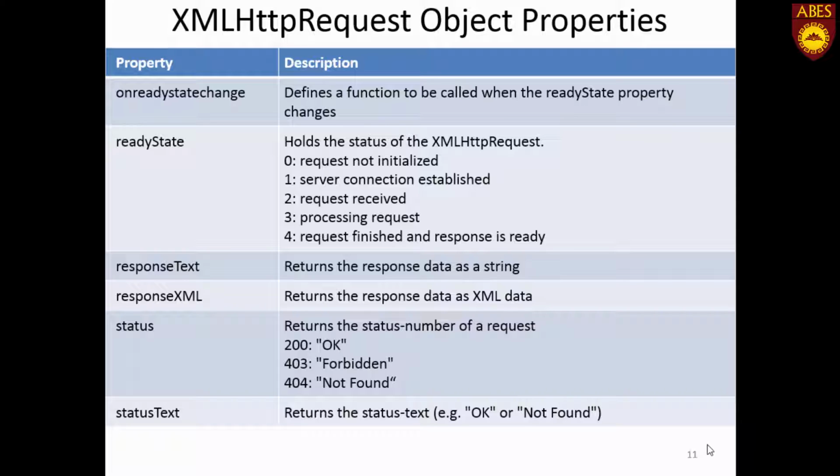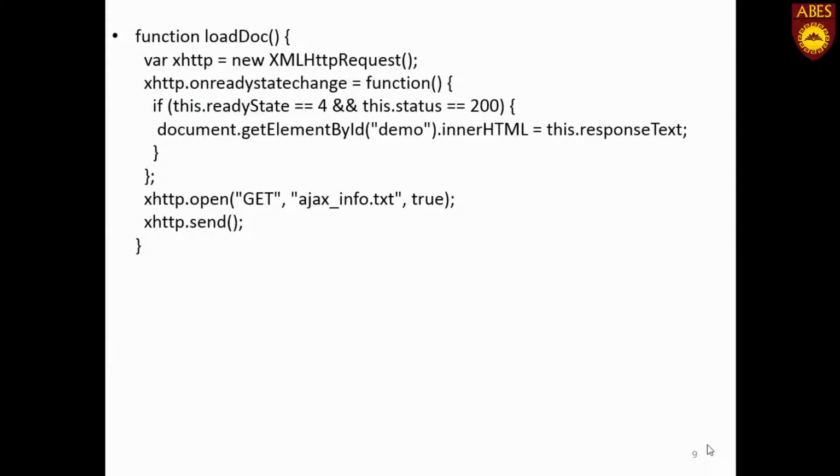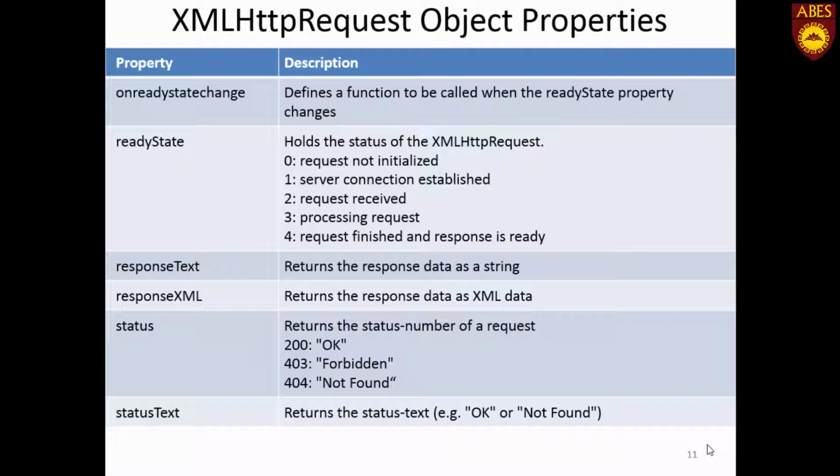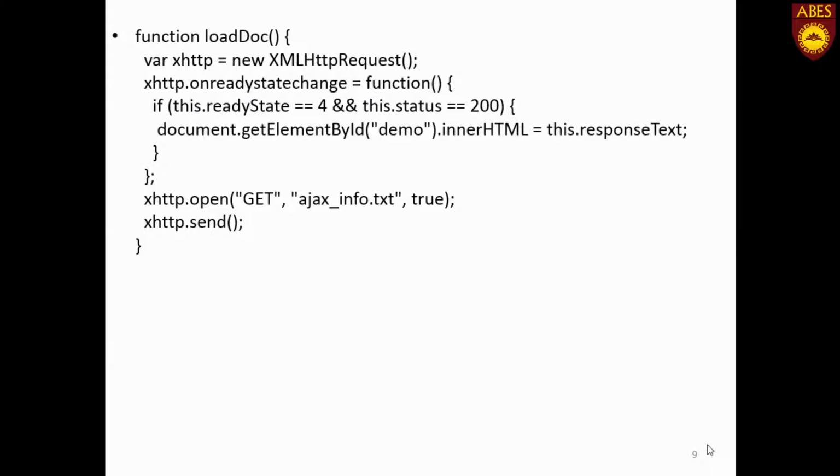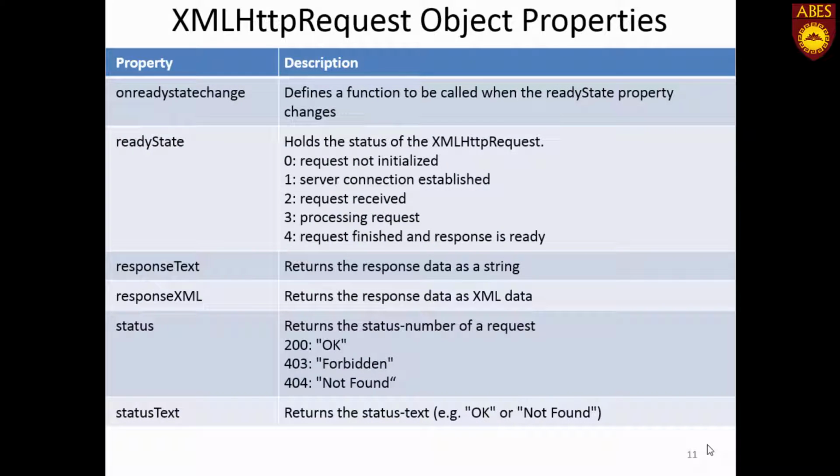A statusText can be sent as OK or not found, as we have earlier seen in the previous slide. The xhttp.open method is used, and GET with ajax_info.txt is the file name. And earlier, if readyState is equal to 4, we have considered the request as finished and the response is ready. And 200 is for OK. The status is OK for the request.